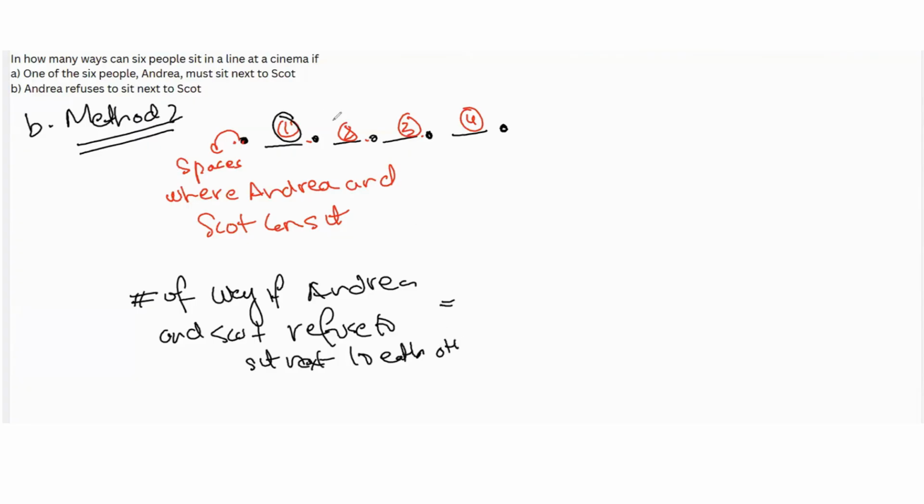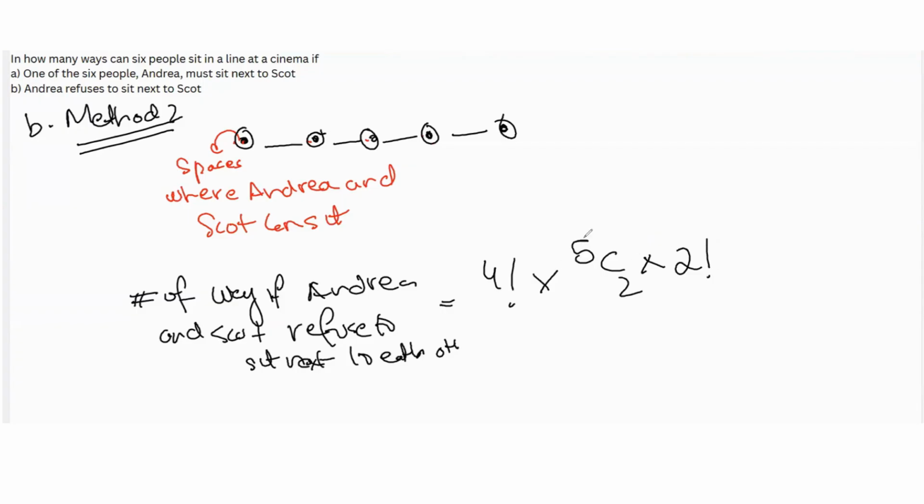Like we said, it's this. The number of ways you can arrange these four individuals is 4 factorial, right? So the number of ways you can arrange these four individuals in these four slots is 4 factorial, right? And then for Andrea and Scott, you can choose any two slots out of these five, your total one, two, three, four, five. Out of these five, you can choose any two slots, one for Andrea, one for Scott, right? And then Andrea and Scott can be arranged in 2 factorial ways, right?